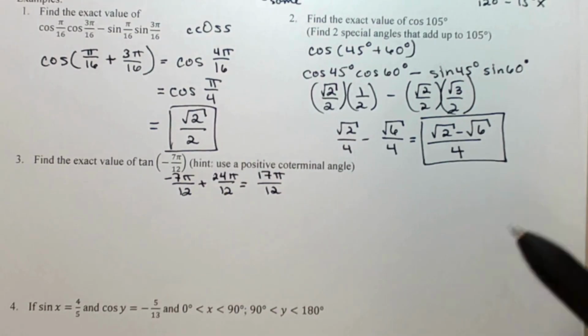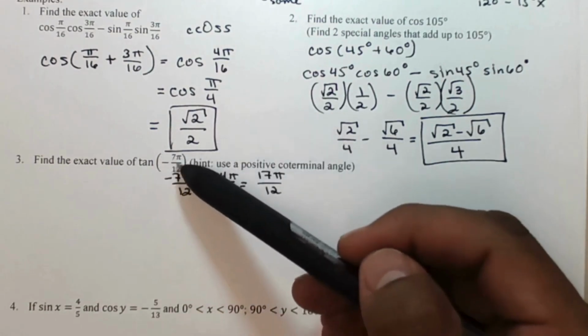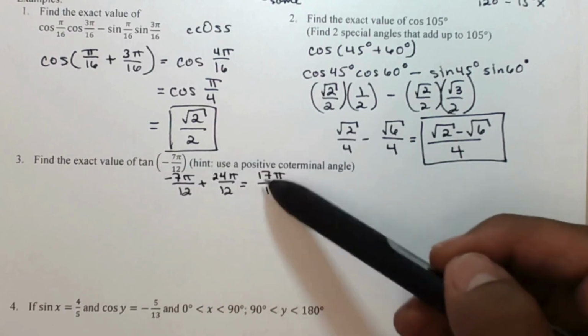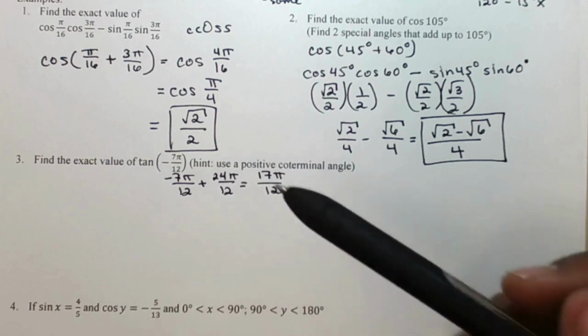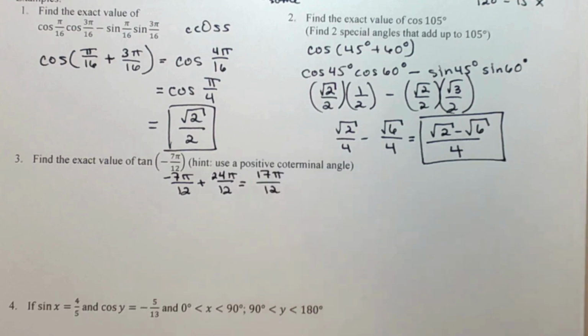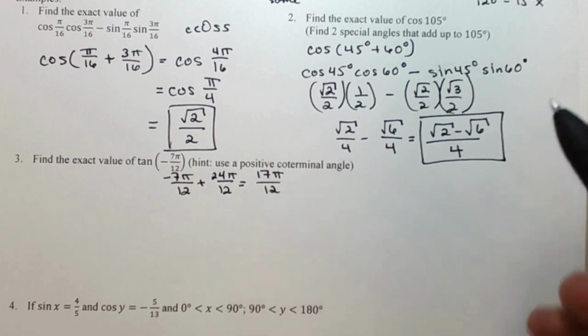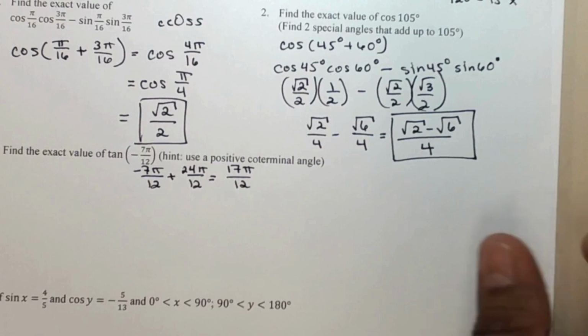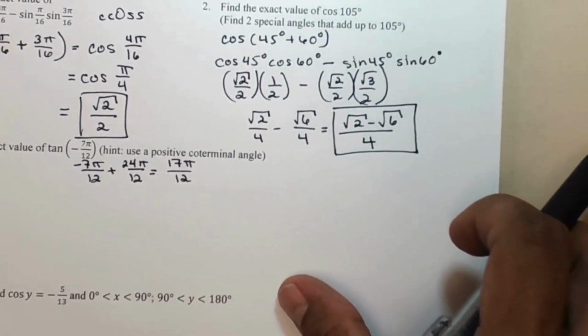You'll get the exact same answer if you try to figure out two angles that add or subtract to negative 7 pi over 12, or adding and subtracting to 17 pi over 12. Again, it's a little easier to think about two angles that add to 17 pi over 12. All right, so now it's the process of how do we get 17 pi over 12?